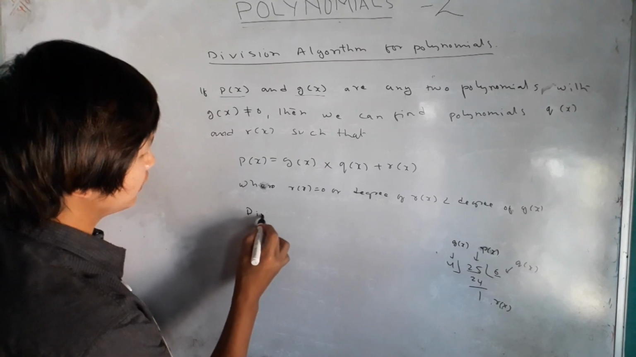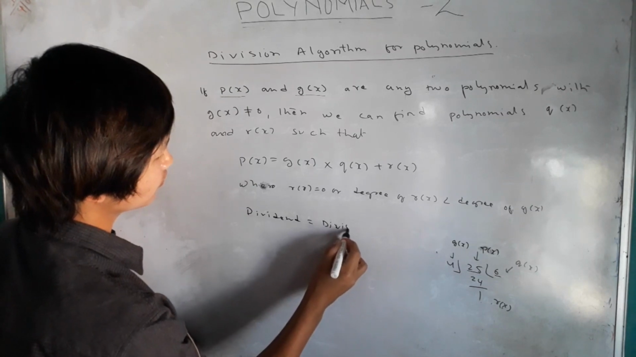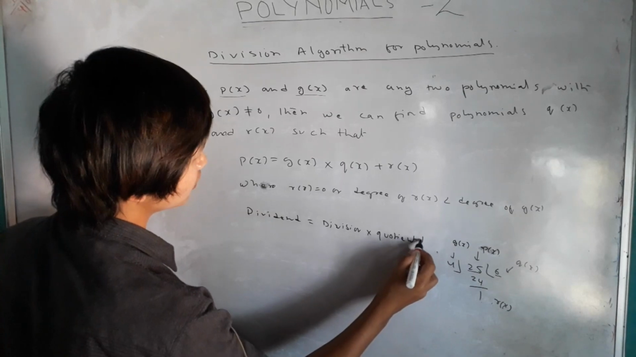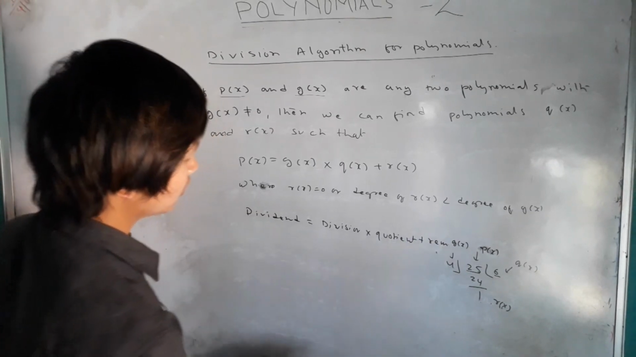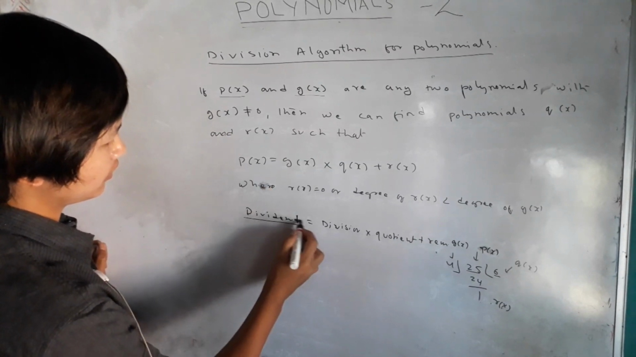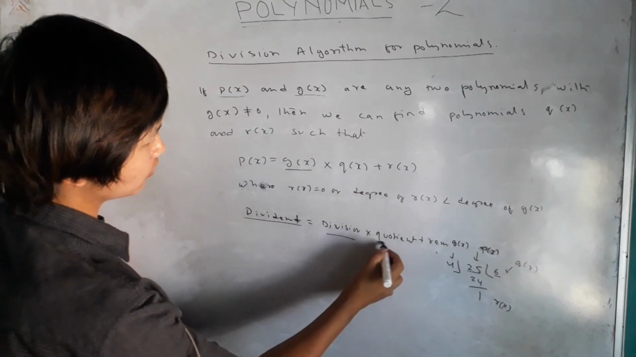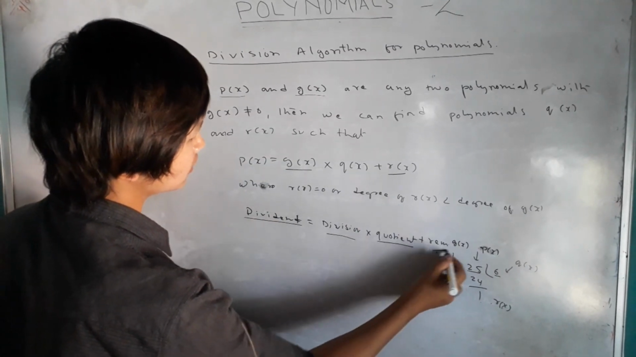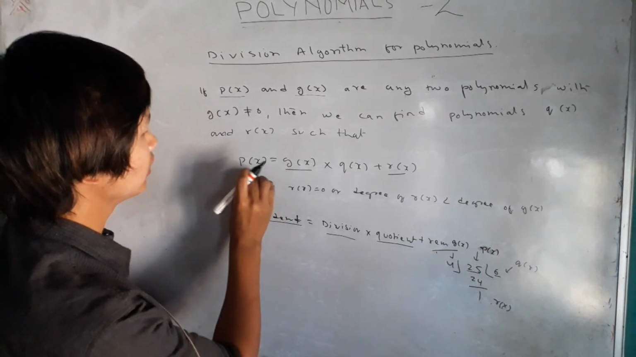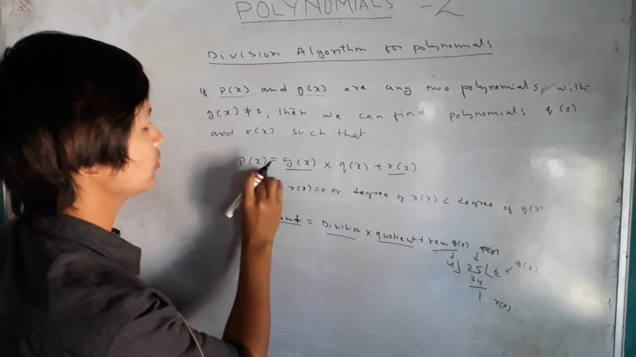dividend equals divisor into quotient plus remainder. In a similar manner, p(x) is the dividend, g(x) is the divisor, q(x) is the quotient, and r(x) is the remainder. The only difference is that here it contains algebraic expressions with variable x.